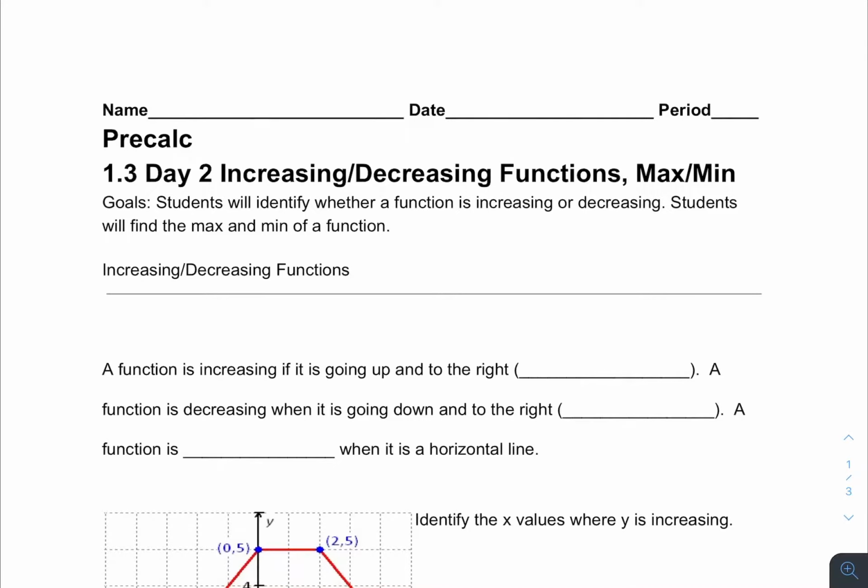All right, guys, let's jump right in. So today we are identifying whether a function is increasing or decreasing, and you're going to find the min and the max of a function.